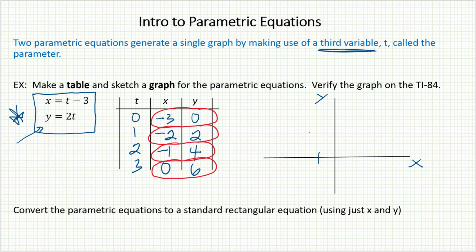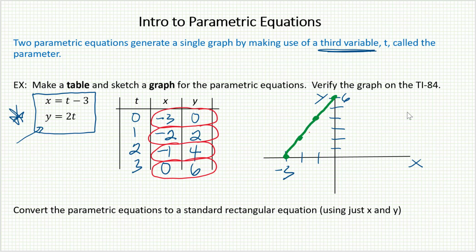Looks like I need x values going out to -3. I'm going to need some y values that go to 6. And then I can plot my ordered pairs. So (-3, 0), (-2, 2), (-1, 4), and (0, 6). And it turns out these particular parametric equations have generated this line in the xy plane. Each point on the line does correspond to a particular t value. Here was t equals 0, t equals 1, t equals 2, t equals 3.